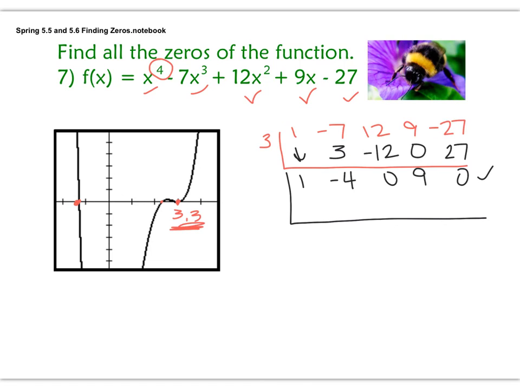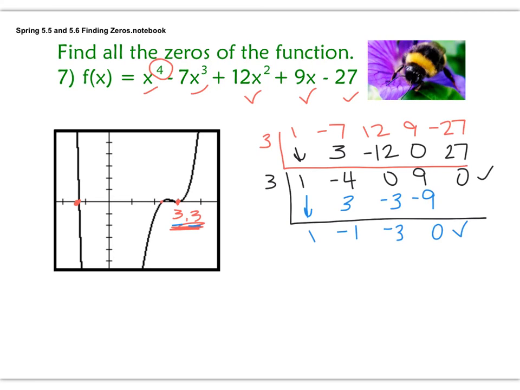And if you were wondering, did it really bounce, and you weren't sure, this will tell you if it did or not. So using the 3 a second time, since it looked like it showed up twice, drop down the 1. 3 times 1 is 3. Adding those gives me -1. Multiply gives me -3. Add is -3. Multiply 3 times -3 is -9, which gives me 0, and it does check out. So I know for a fact that it did bounce.